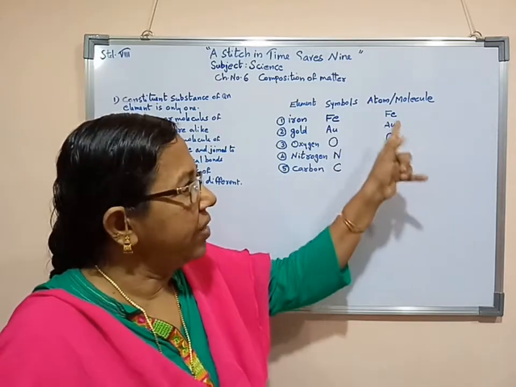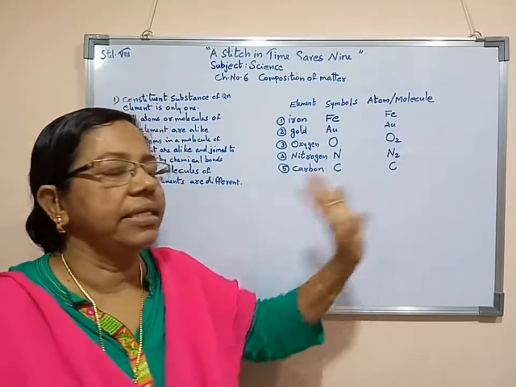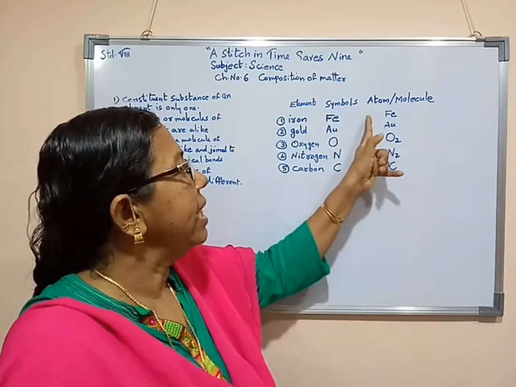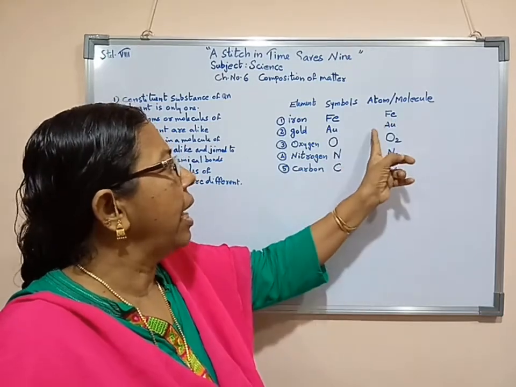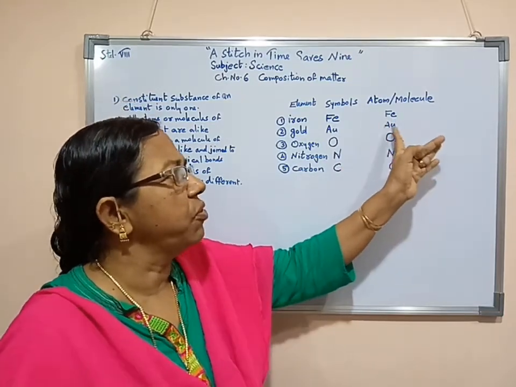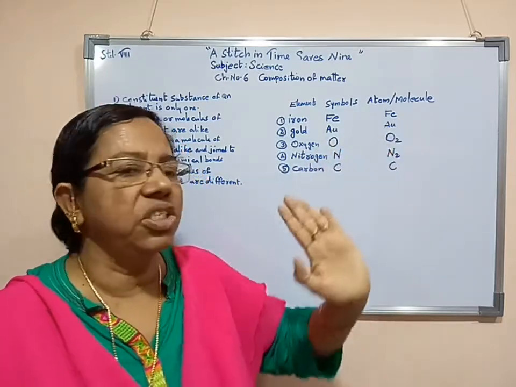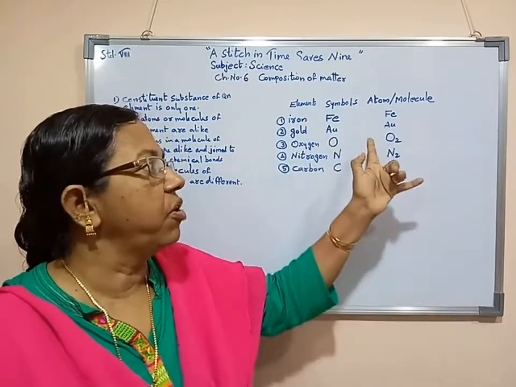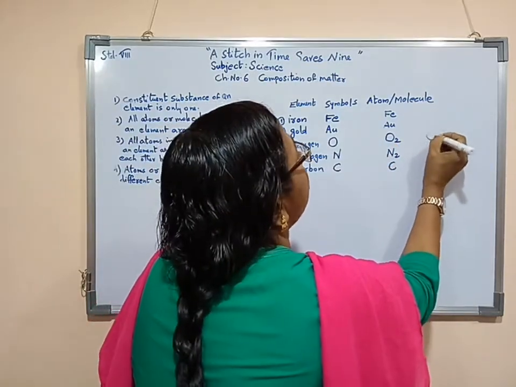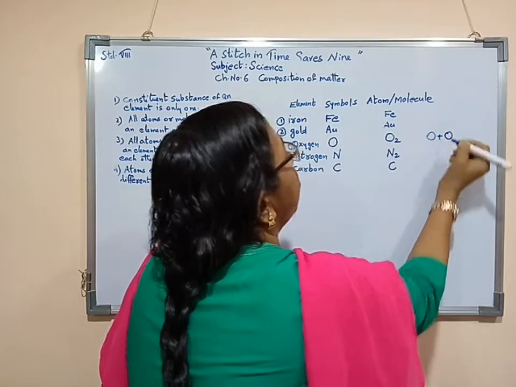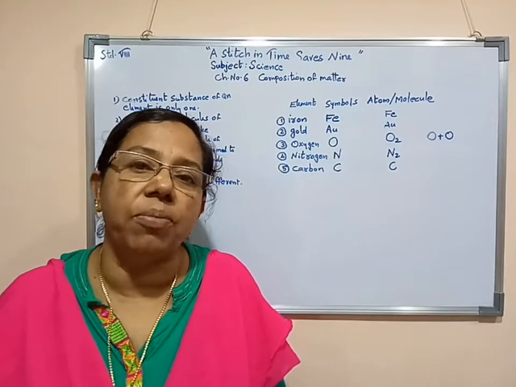Now we can say either it's an atom or it's a molecule. In such a condition it will be available. We can say the atomic or molecular condition of iron is Fe. The atomic or molecular condition of gold is Au. Oxygen is not available in atom condition; it is available in the form of molecule. That means similar atoms, one oxygen joined with one more oxygen, O2 is forming. So oxygen is always available in the form of molecule.